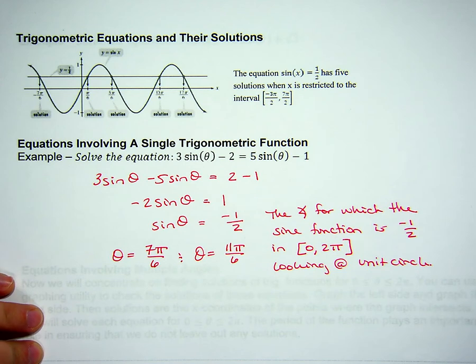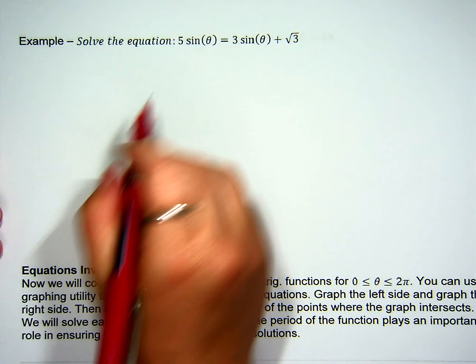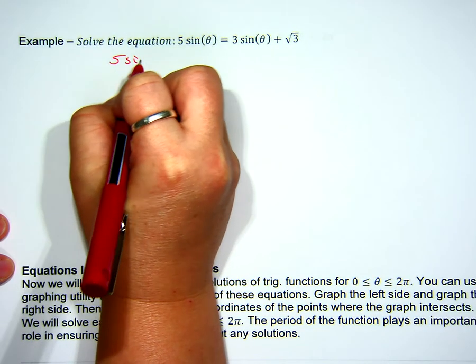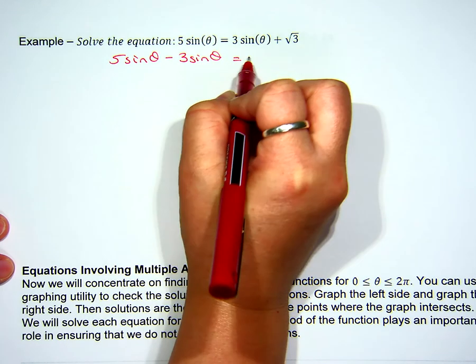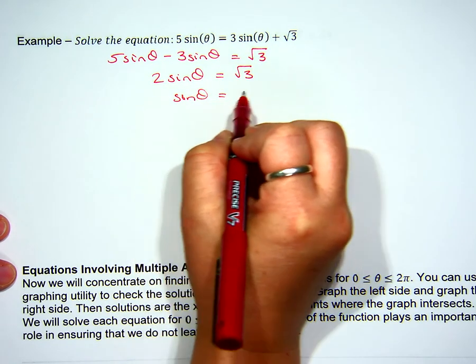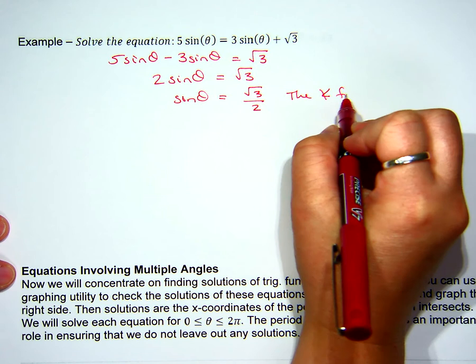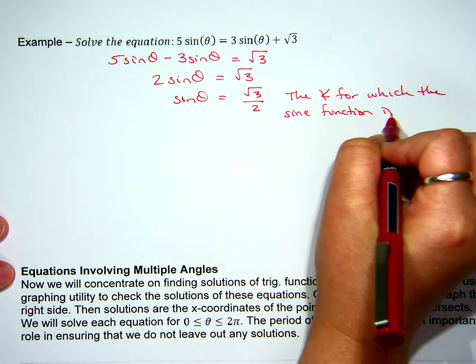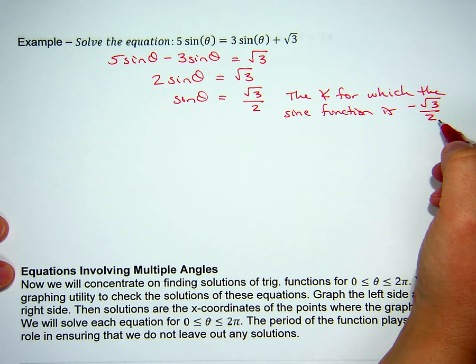Very good. Alright, let's do another. Here again, I want to have the sine theta on one side and everything else on the other side. So I need to move the 3 sine theta over. Five sine theta minus 3 sine theta. I want to solve for sine theta, so I am going to divide by 2. So this again is the angle for which the sine function is negative square root of 3 over 2, again in the interval 0 to 2 pi.